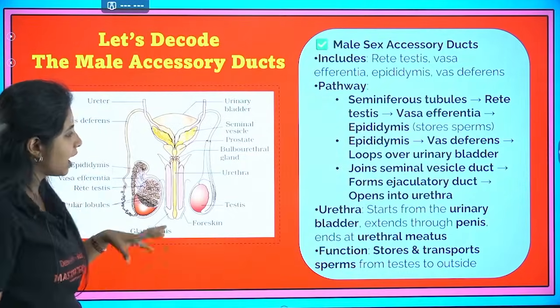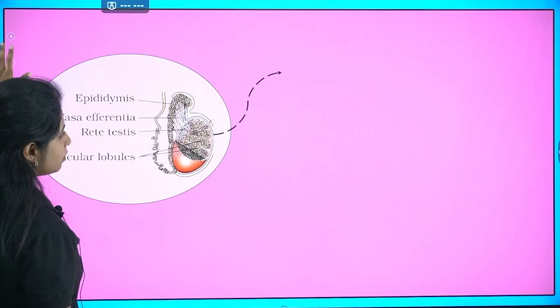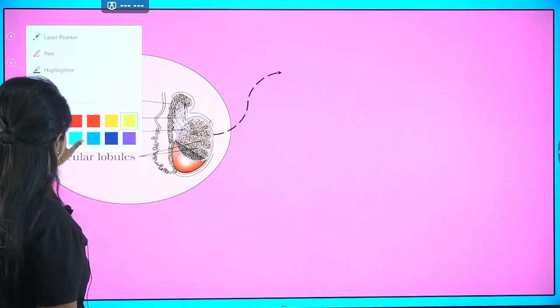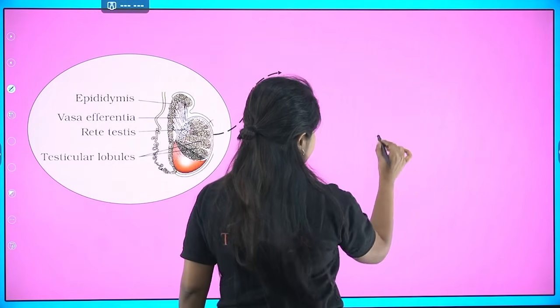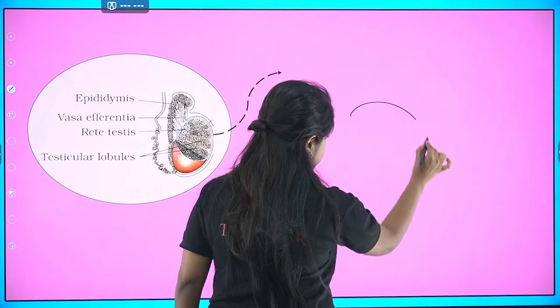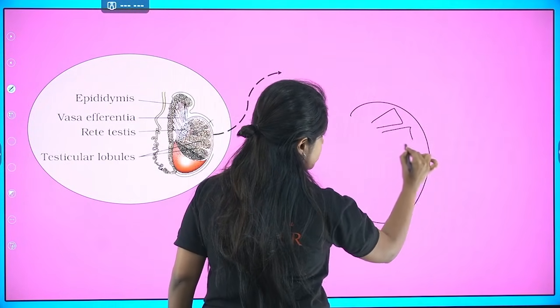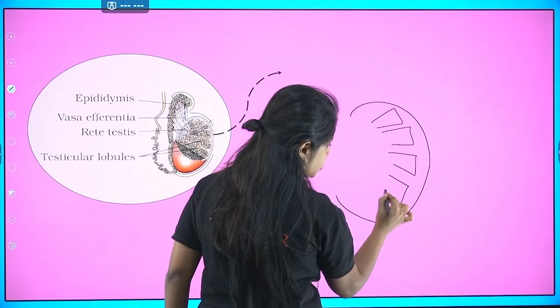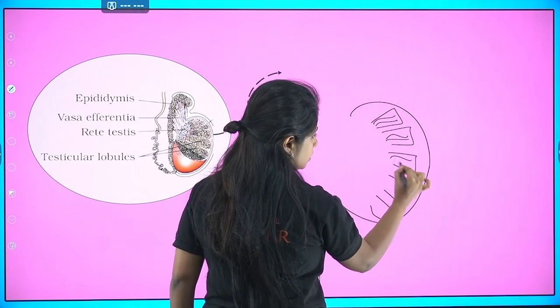Now over here you have all the picture, but I would not recommend you to go like this. Rather, we will be making a picture for ourselves. So let's get started. Listen to me carefully. Here you have the testis, right? Suppose this is a testis. Over here you have the testicular lobules, agreed? Inside the testicular lobules, what do you have? You have the seminiferous tubules, agreed?